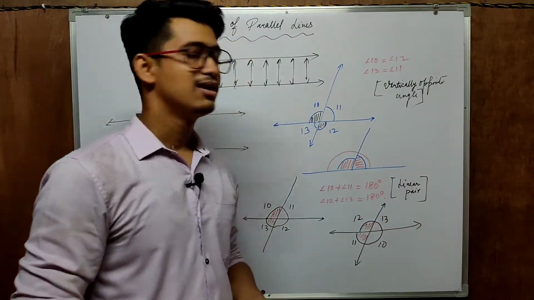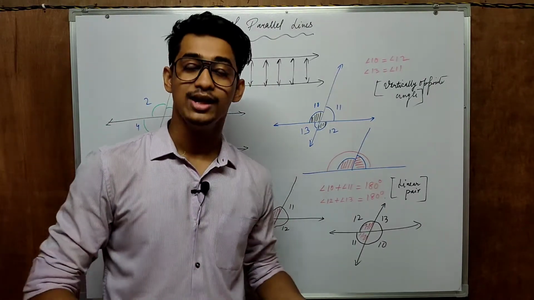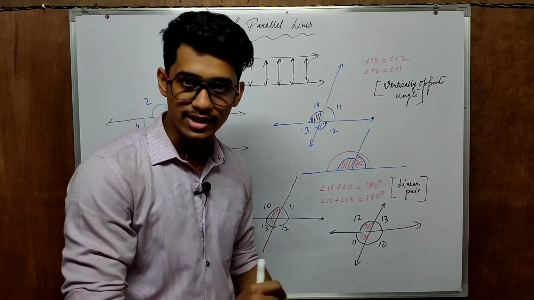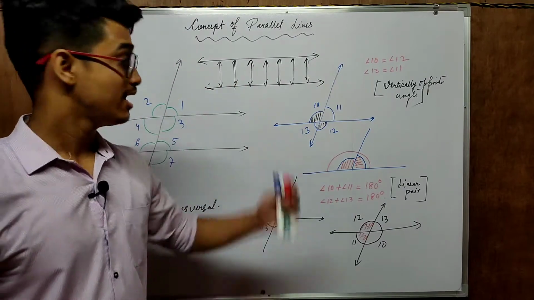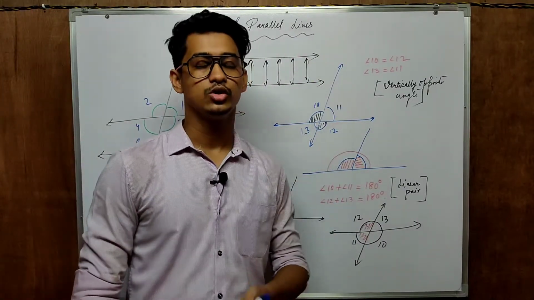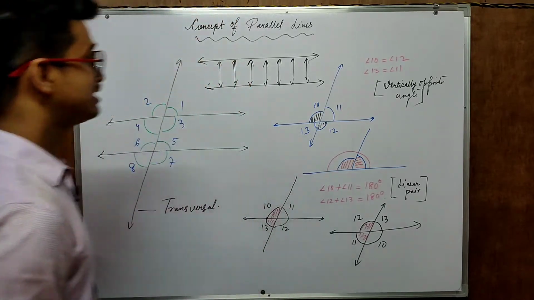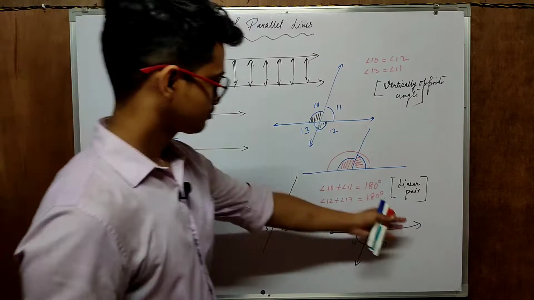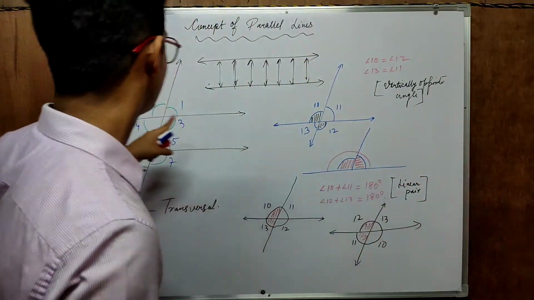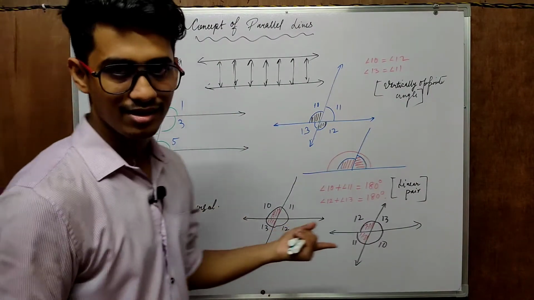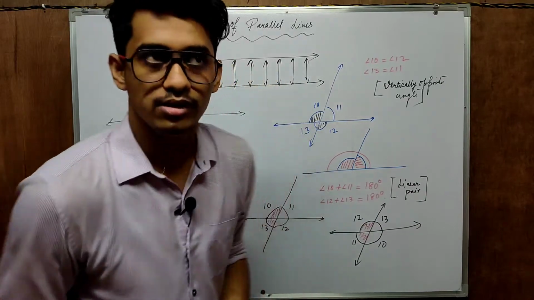I highly recommend you write these concepts in your copy while watching, right? Because if you just watch this video, you will get nothing out of it. You need something to write down. So make sure you open up your copy and write it down along with me, so that your concepts become much crisper. These two properties have nothing to do with parallel lines. They will occur even if the lines are not parallel, right?